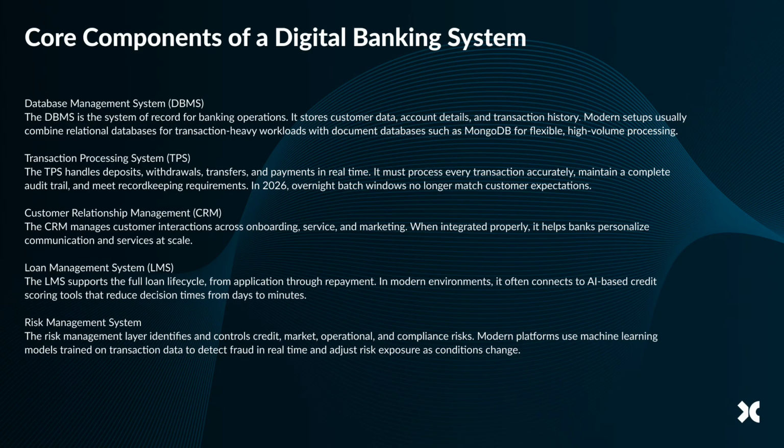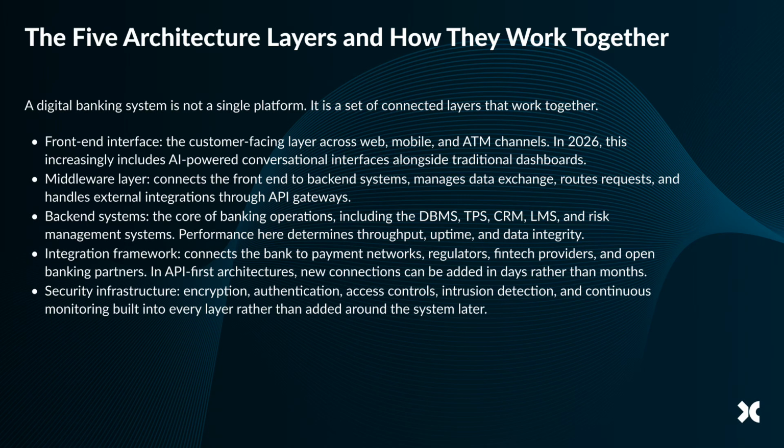Risk Management System. The risk management layer identifies and controls credit, market, operational, and compliance risks. Modern platforms use machine learning models trained on transaction data to detect fraud in real time and adjust risk exposure as conditions change. The 5 architecture layers and how they work together.